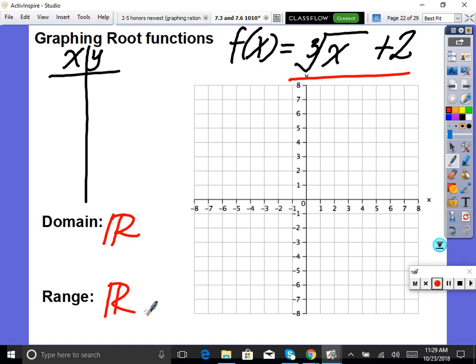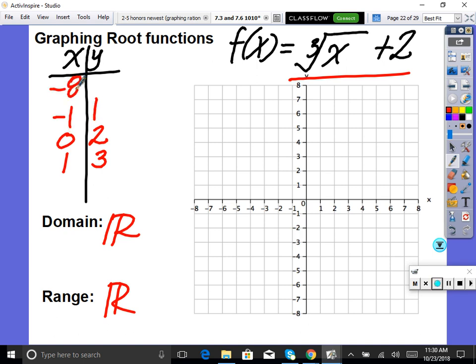Okay, so it's been shifted up 2, right? This is added on the outside. That's not going to affect anything because look, under our radical is just cube root of x. So can I plug in 0? Cube root of 0 is 0 plus 2 is 2. Cube root of 1 is 1. 1 plus 2 is 3. What should I plug in? Negative 1. Cube root of negative 1 is negative 1.